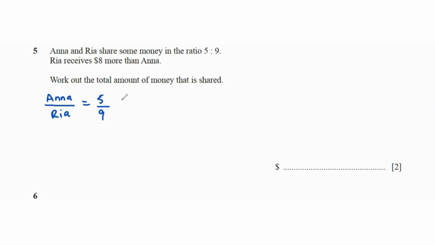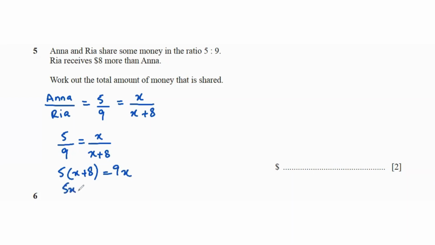And since Ria receives 8 more than Anna, if Anna is X, Ria is X plus 8. So this is our equation that we're going to solve. We're going to cross multiply: 5 times (X plus 8) equals 9X. 5X plus 40 equals 9X. 9X minus 5X equals 40. So that's 4X. That means X equals 10.